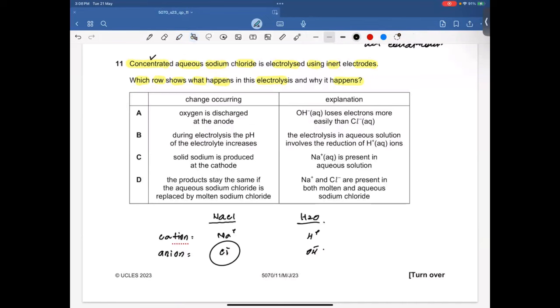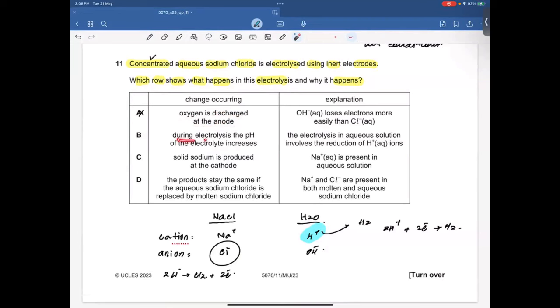So chloride ion discharges at the anode in the form of chlorine gas. On the other hand, hydrogen ions are discharged first from the electrolyte in the form of hydrogen gas at the cathode. So the equation is going to be like this. Okay, let me check. Oxygen is discharged at anode. Incorrect, because the solution is concentrated, so chlorine is going to be discharged.